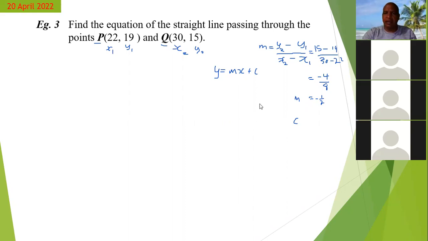Okay, so what you get now for c? I got c to be 12.5. All right, so you work it out to be 12.5, which is 12 and a half. Yes, sir. Let us just verify your calculation. So you put in, which point you're using now? The x and y value at P? Yes, sir. So y would be 19. M we know would be negative a half.